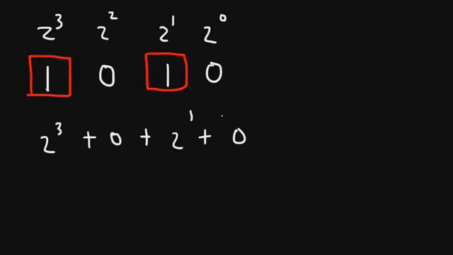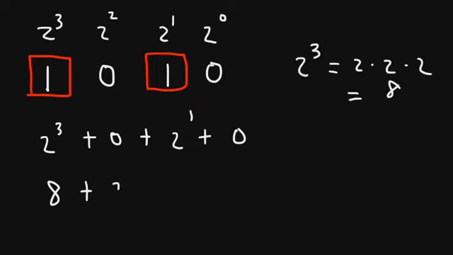Now, let's add up these numbers. What is 2 to the third power? 2 to the third power is 2 times 2 times 2, which is 8. 2 to the first power is simply 2. So we're going to get 8 plus 2, and so the answer is 10. So the binary number 1010 has a value of 10.